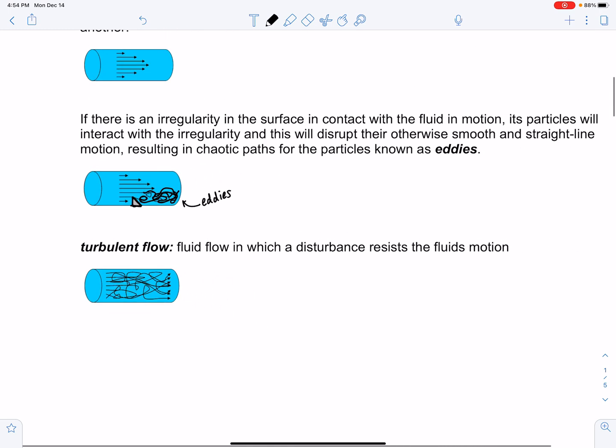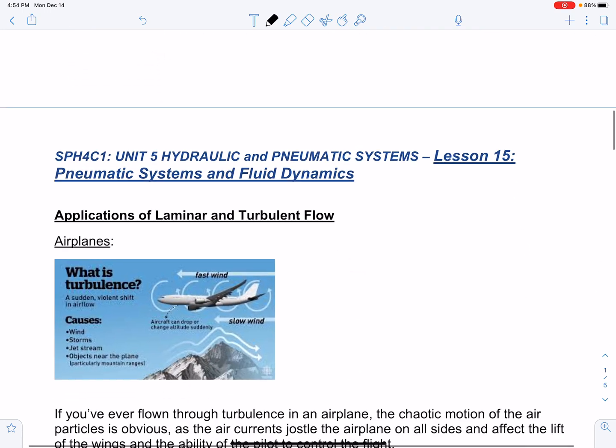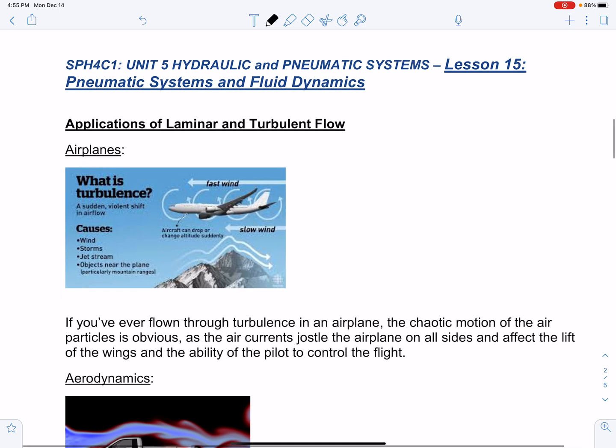If there is no uniformity in the flow of the liquid, we say there is turbulent flow. Turbulent flow is defined as fluid flow in which a disturbance resists the fluid's motion. You may have heard of turbulence, especially if you've flown in an airplane. Turbulence is a sudden, violent shift in airflow. If ever you've flown through turbulence, the chaotic motion of the air particles is obvious as the air currents jostle the airplane on all sides and affect the lift of the wings and the ability of the pilot to control the flight.